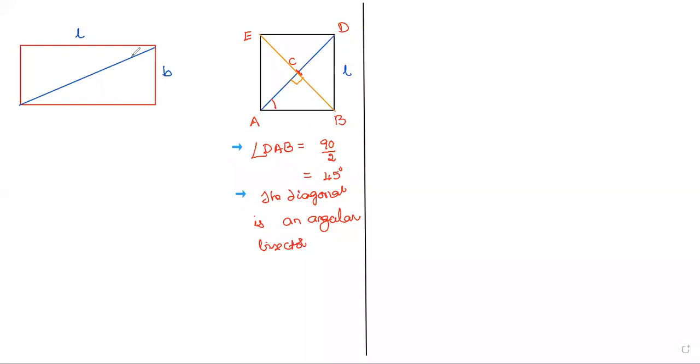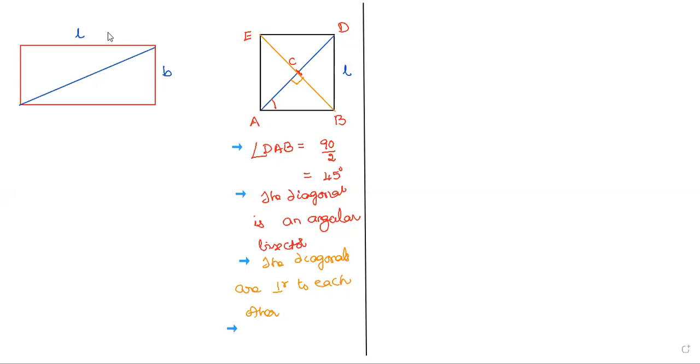Means here, shall I write another point related to the diagonals? The diagonals are perpendicular to each other. Is it right? Why? Because you said the angle between the two diagonals is 90 degrees. So shall I say diagonals are perpendicular to each other? Okay, yes.